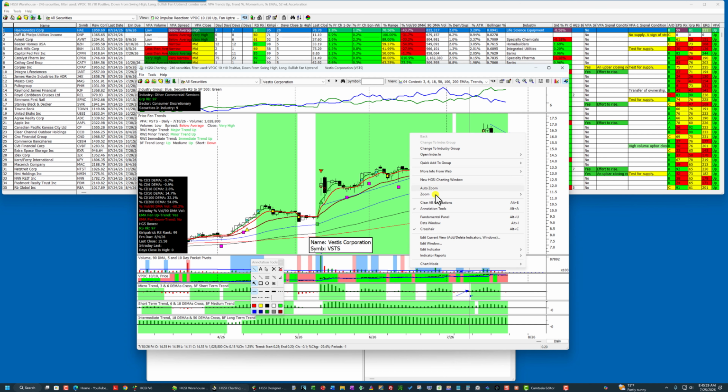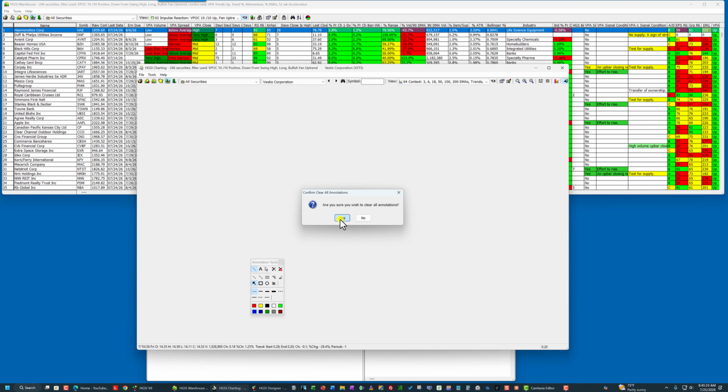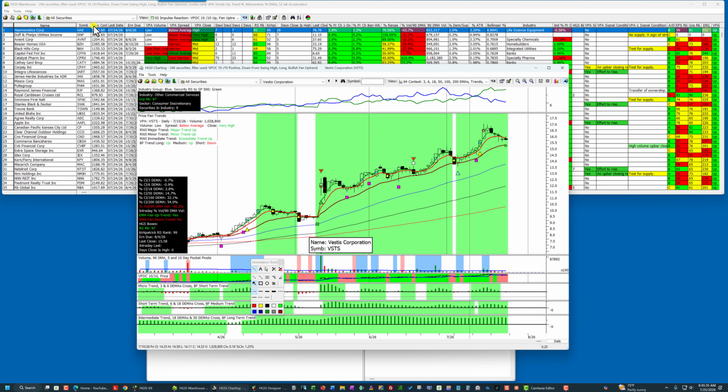I'm going to clear all the annotations, get rid of them so they're not on that chart. So this is a stock, here it is right here, VSTS. I'm not familiar with it, but this is the idea, to get on a strong stock during a pullback.